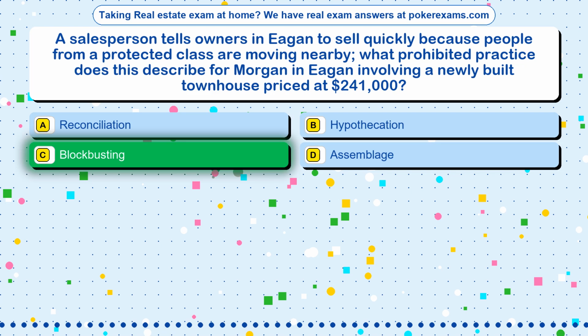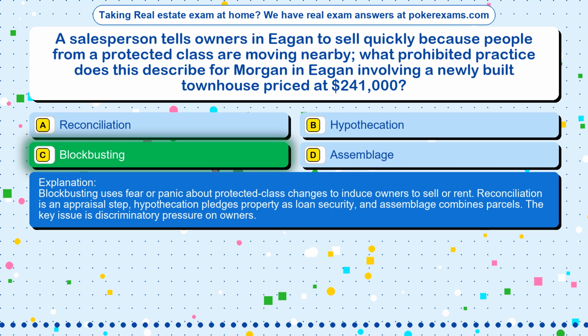The correct answer is option C, blockbusting. Blockbusting uses fear or panic about protected class changes to induce owners to sell or rent. Reconciliation is an appraisal step, hypothecation pledges property as loan security, and assemblage combines parcels. The key issue is discriminatory pressure on owners.